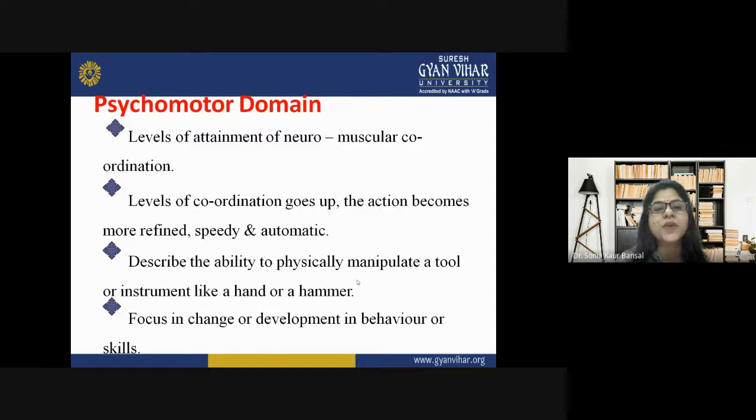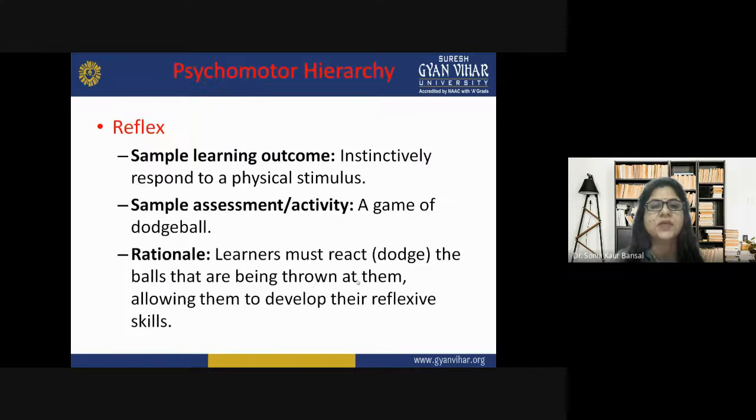The psychomotor domain is related to levels of attainment of neuromuscular coordination. As the level of coordination goes up, the action becomes more defined, speedy, and automatic. It describes the ability to physically manipulate a tool or instrument like a hand or a hammer. Focus on change or development in behavior or skills is also related to that. Now let's understand the psychomotor hierarchy, students, which is divided into different categories.